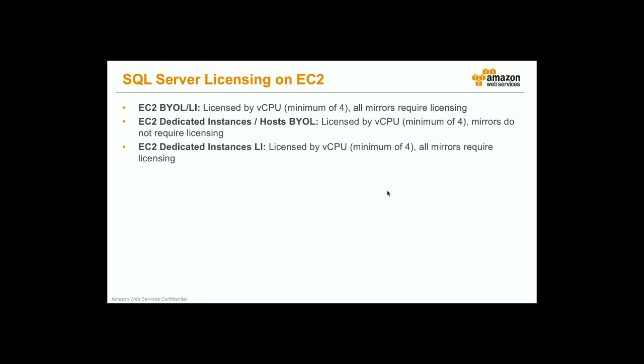Then we've got dedicated instances and now dedicated hosts. In this particular case, you can bring your own license, BYOL. Again, you'll notice that it's licensed by virtual CPU, with a minimum of 4. But here, you don't actually need to pay for the mirrors, which by far is the cheapest option out of all of these three. And lastly, EC2 dedicated instances with license included is almost the same as on-demand in that you do need to pay for all mirrors. Again, email me at fchris@amazon.com or feel free to ask the panel, and we can answer that later, or ask your local solutions architect to help you with some of those intricacies.